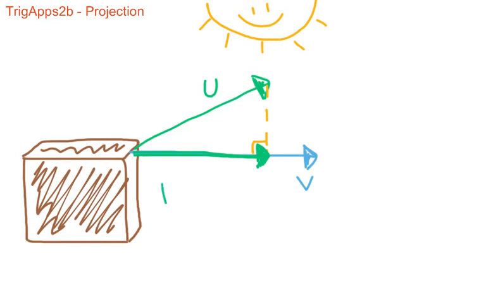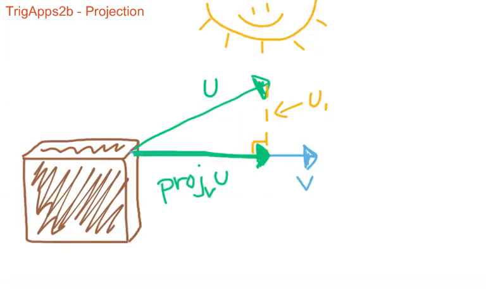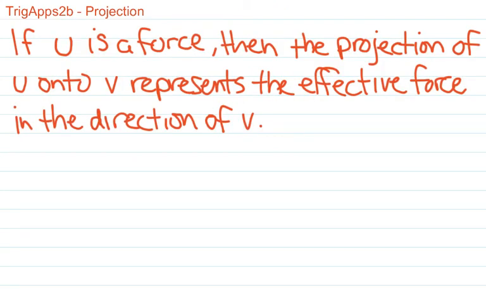So that new green vector is called the projection of u onto v. And that's the only thing we're going to focus on in this video. Now this other little vector down here, this could be called something else. I could call it u1 if I wanted to. Alright, and I'll show you how to do some of that. So, just to summarize what we just did, if u is a force, then the projection of u onto v represents the effective force in the direction of v.